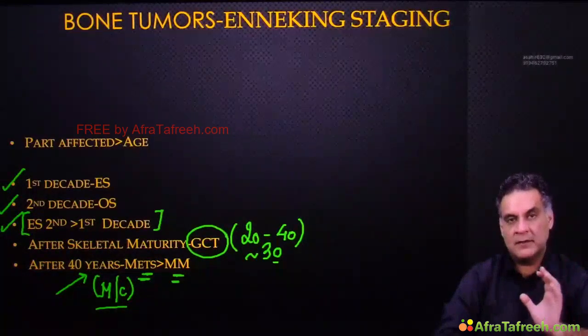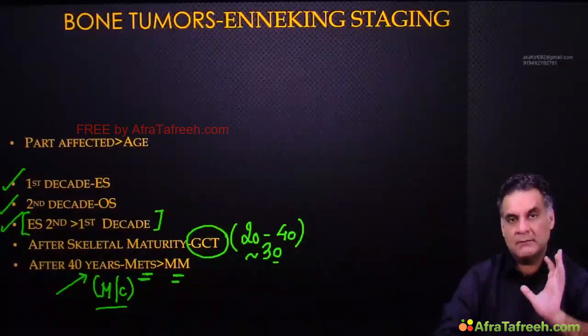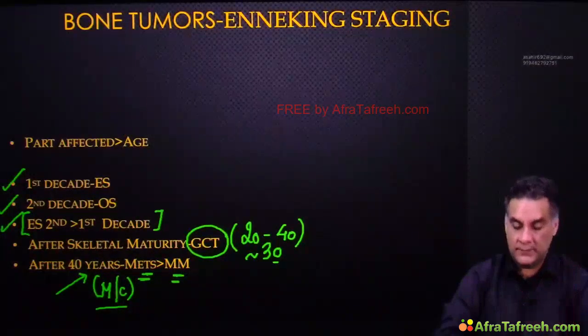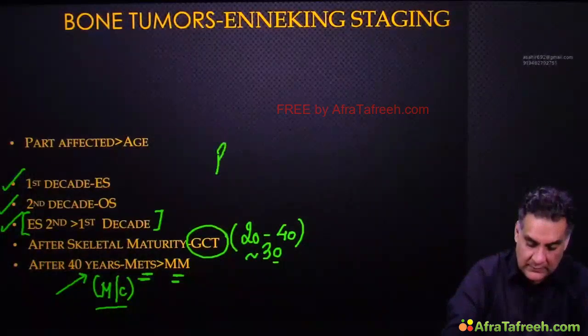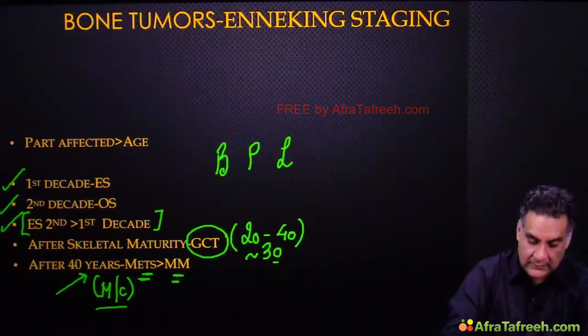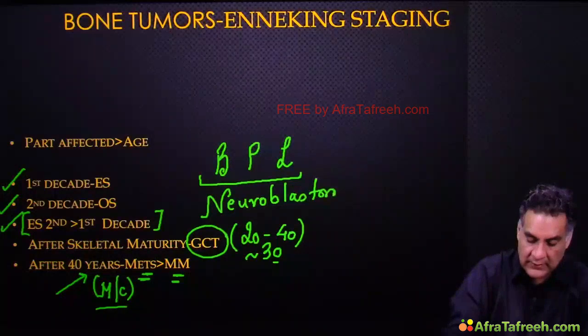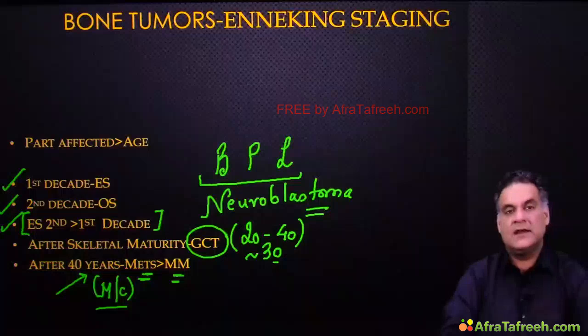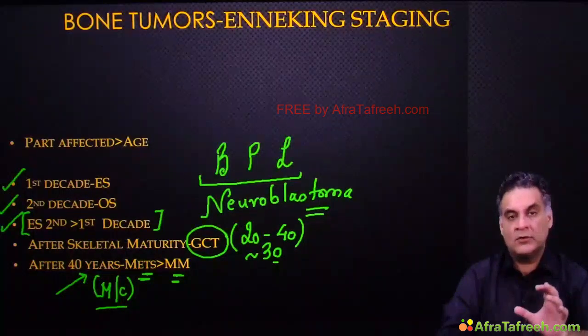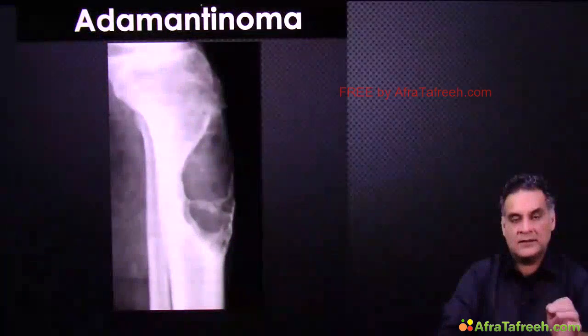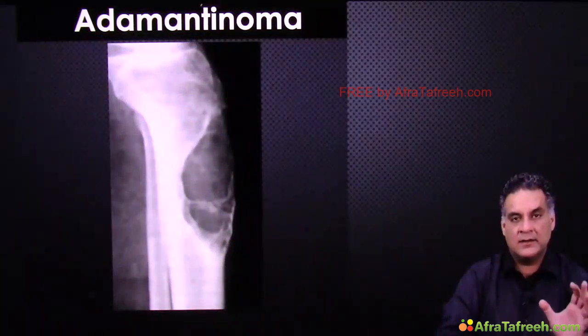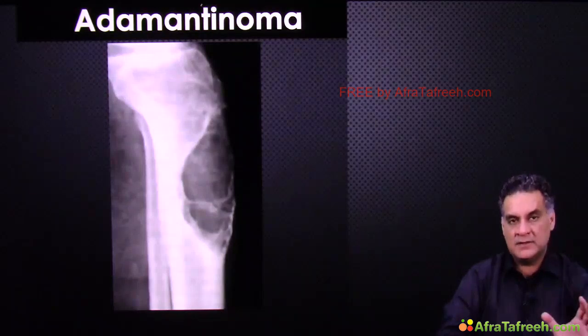Metastasis is the number one bone tumor. Metastasis to the bone usually comes from the breast, prostate, followed by the lungs. In children, the metastases are rare because they occur after 40. But if they occur, they will be from neuroblastomas. This is an example where adamantinoma involves the tibia. Remember this image, very important.